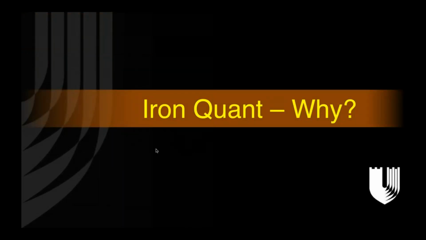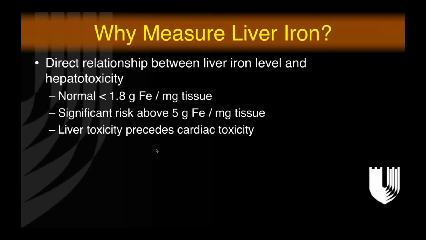So now, technical stuff aside, let's go back to motivation. I talked about, in general, what the motivations for measuring liver iron and fat are, but let's talk about how they're actually used in practice. So there's a direct and well-described relationship between the amount of iron in the liver and liver toxicity. We consider up to 1.8 grams of iron to be at the upper limit of normal, and we know that there are significant risks of hepatotoxicity when tissue iron gets above 5 grams of iron per milligram of tissue.